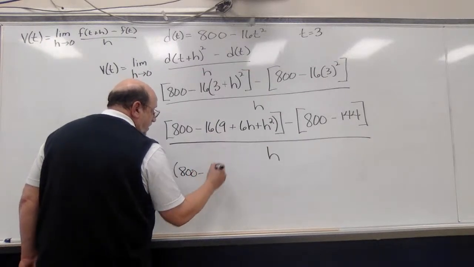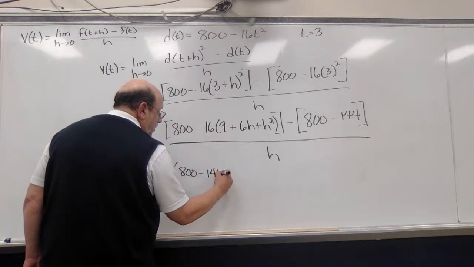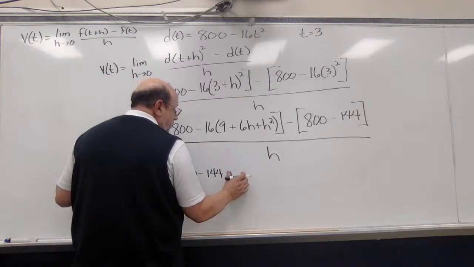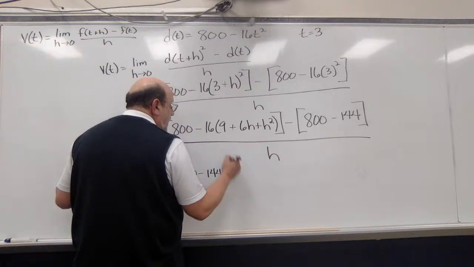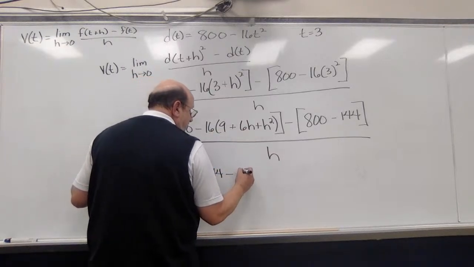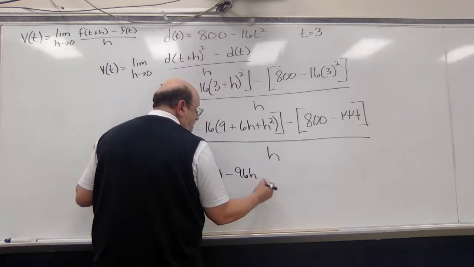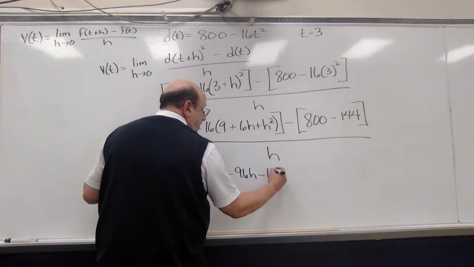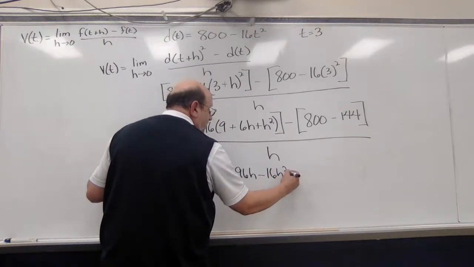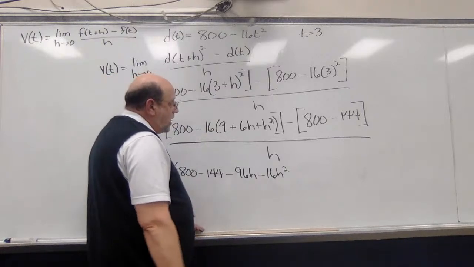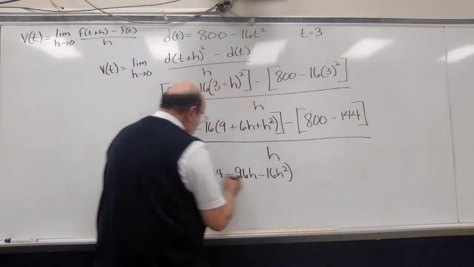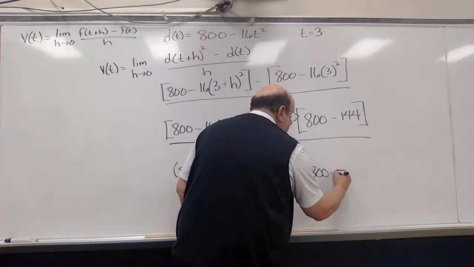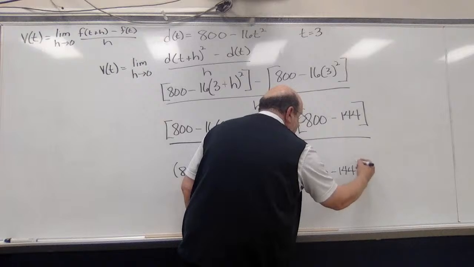800 minus 16 times 9, which is 144, minus 16 times 6, I believe that's 96h, and then minus 16h squared, because I multiplied by negative 16. And then minus the quantity 800 minus 144.